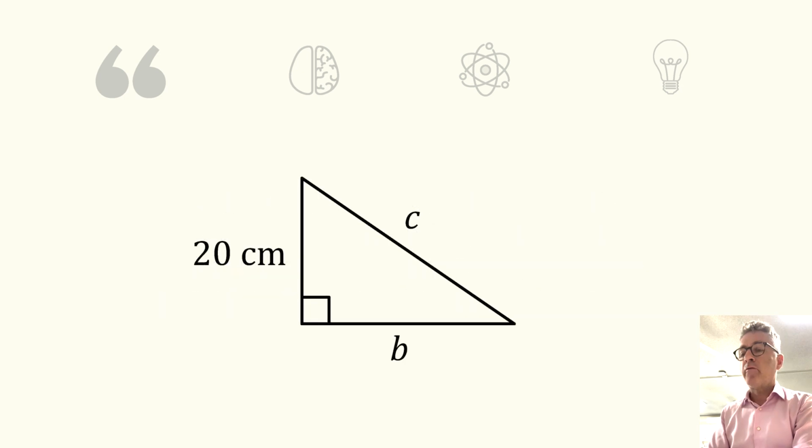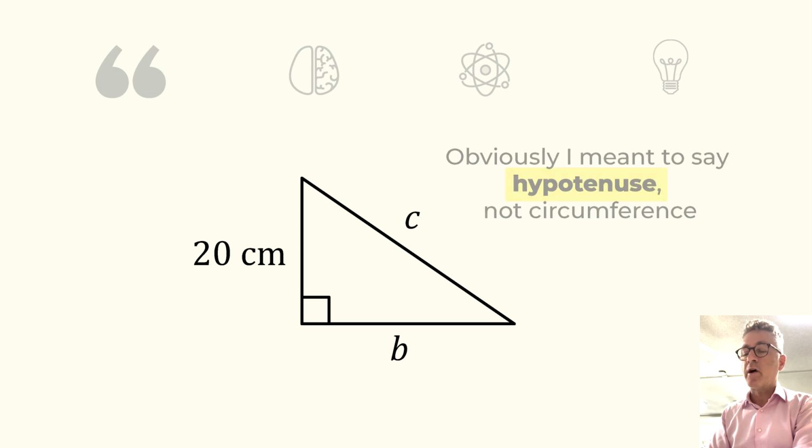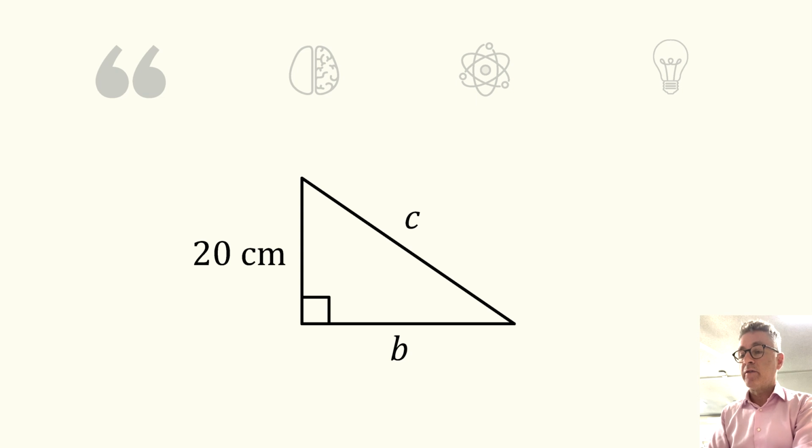We know that if we get 20 plus, I'm going to say the base is b, and I'm going to call the circumference c, and you add all those things up, you're going to get 70 centimeters. But we don't know what b is, and we don't know what c is. We can't just go, well, let's see, 70 minus 20 is 50, we'll halve those numbers. That's not going to work because you can't have the base and the hypotenuse the same length. The hypotenuse has to be longer.